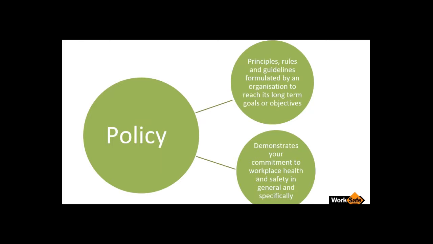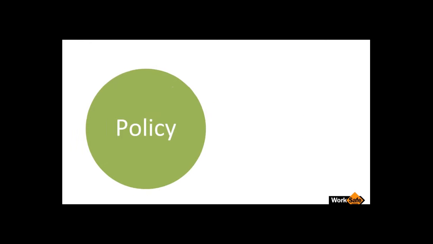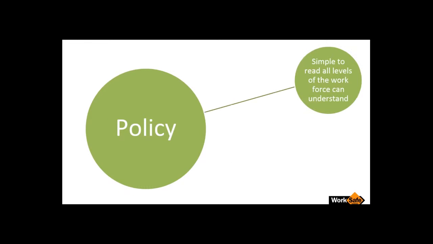So they're the two components of a workplace health and safety policy. Now, how does it look? So what it might have, it needs to be simple to read, so all levels of the workforce can understand it, because as time has gone by, we know that we're getting people who might not be originally from Australia. They might have arrived in Australia as refugees or immigrants, and their English may not be as competent as what we would have expected.